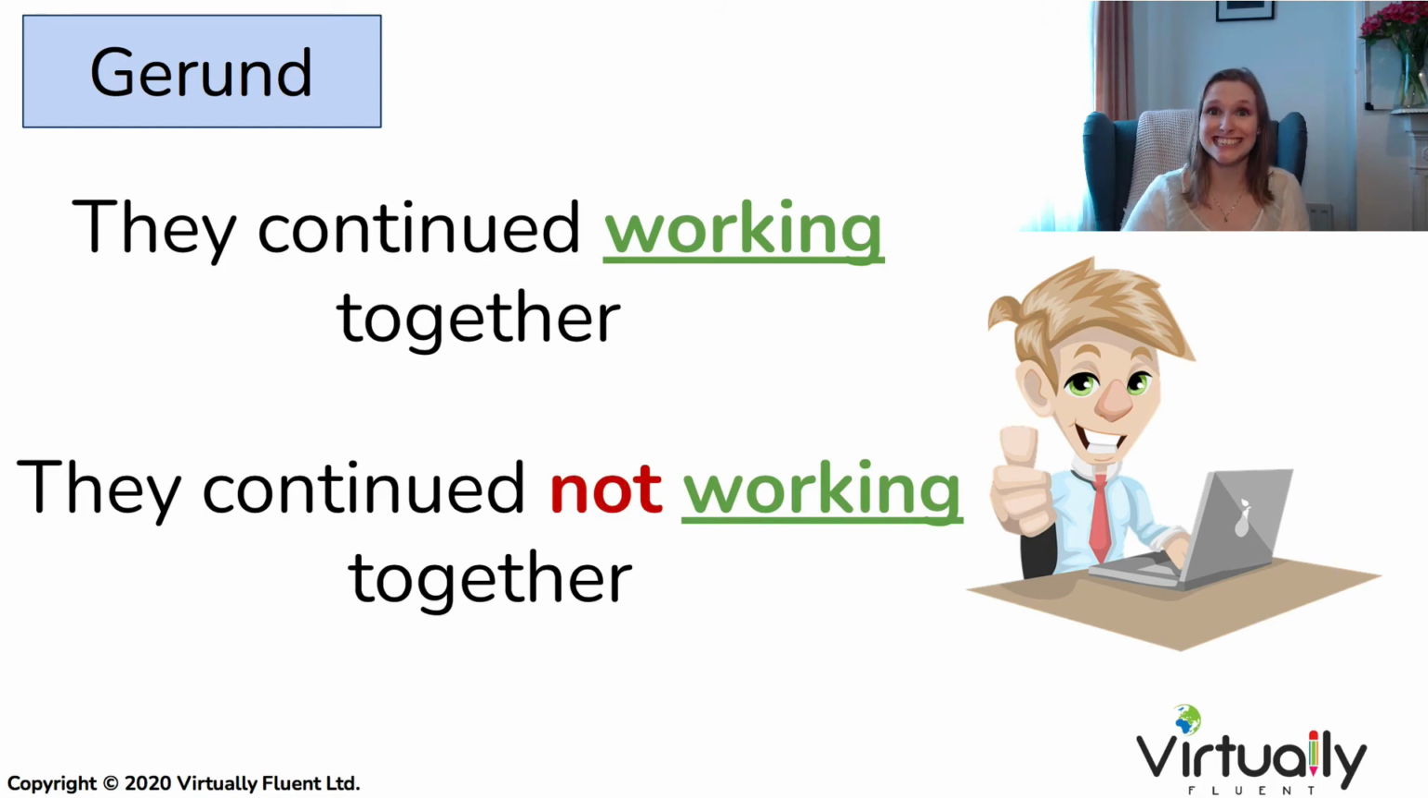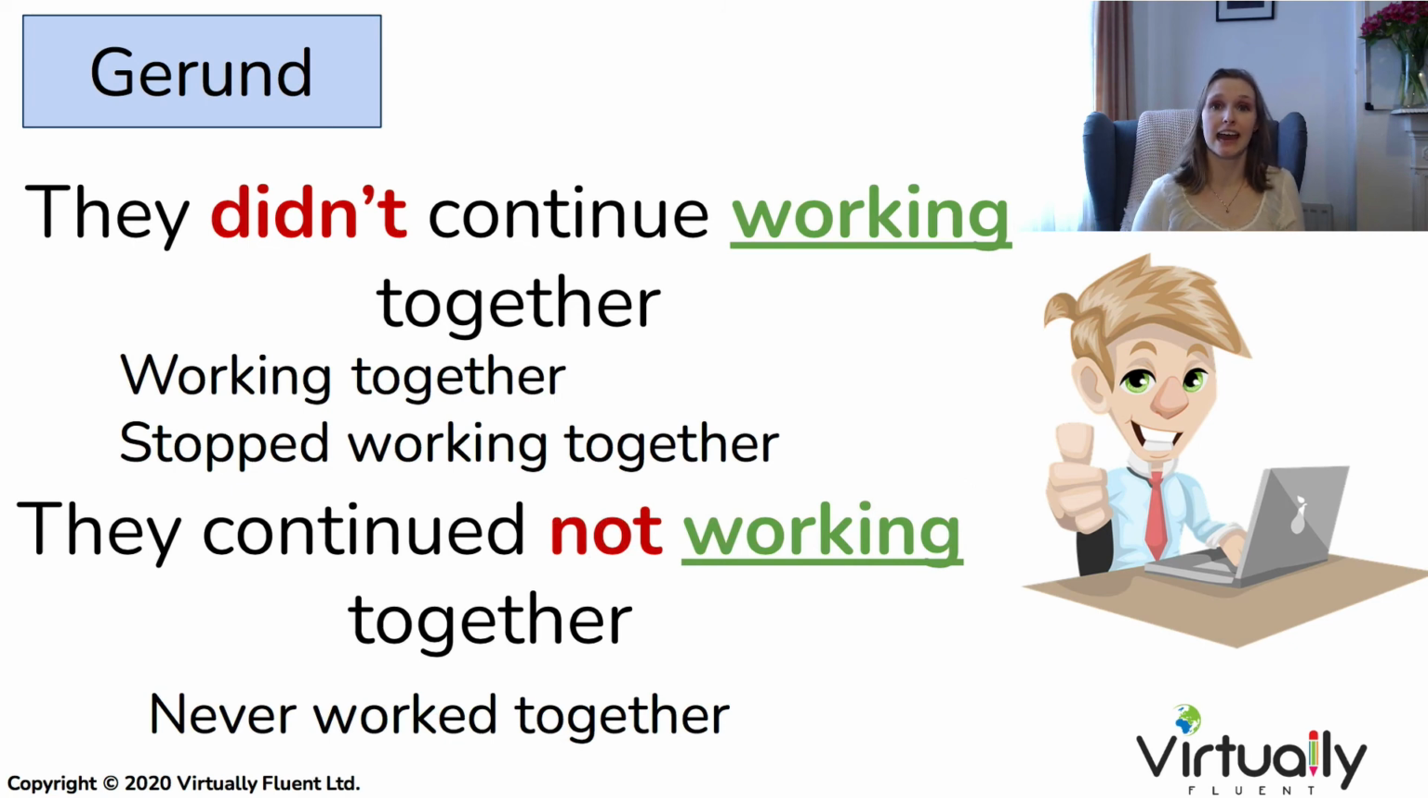But again, there's a difference in meaning with these two sentences. They didn't continue working together means they work together, they've got a good relationship, and then they stop working. Nope, no more working. If we use the sentence they continued not working together, it means they have never worked together. In the past, nope, no work, and this is going to continue, no work in the future. So we need to be really careful when we're converting our sentences into negative with two verbs. Check that you understand which verb you want to be negative.